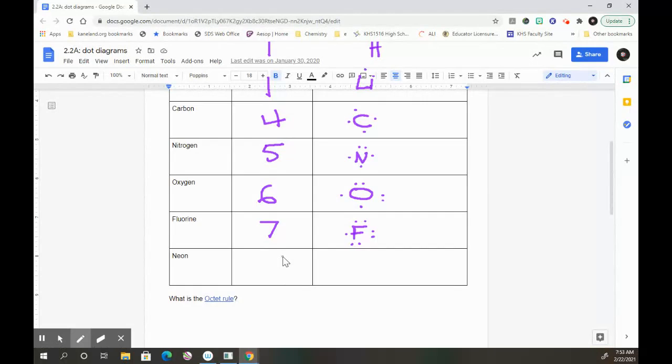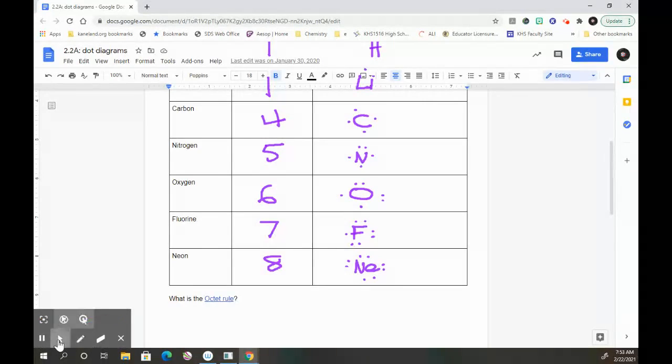And lastly, we have neon. Neon is in group 8a, which means it has 8 valence electrons. So draw the symbol for neon. 1 electron on each side. And you need 4 more, so then go back and add 1 more electron to each side. And that is the dot diagram for neon.